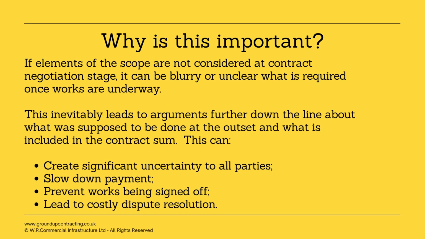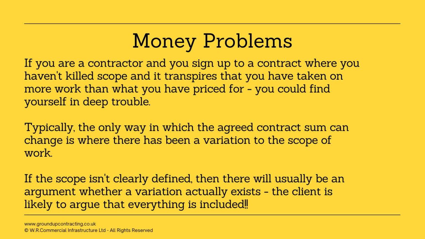We need to use foresight to see why this is so important. If elements of the scope are not considered at contract negotiation stage, it can be blurry or unclear what is required once works are underway. This inevitably leads to arguments further down the line about what was supposed to be done at the outset and what is included in the contract sum. This can create significant uncertainty to all parties, slow down payment, prevent works being signed off, and lead to costly dispute resolution. It needs to be emphasised how important this is.